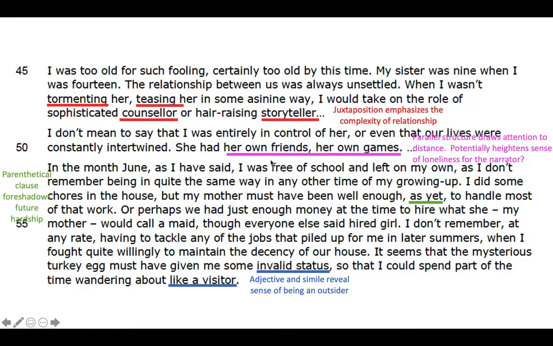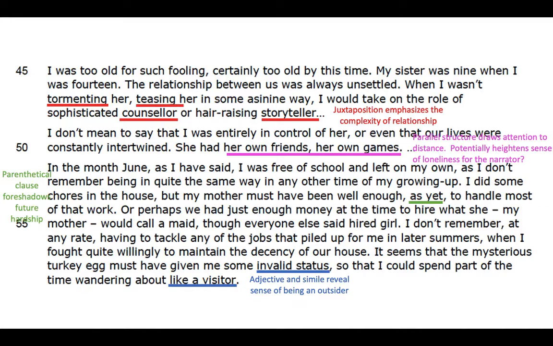because she foreshadows the fact that her mom is going to have some illness, because it says, "but my mother must have been well enough as yet to handle most of that work." So it foreshadows the fact that at some point the mom is not going to be well enough to even do the housework. And she then talks about the fact that because of this hospital visit and this mysterious turkey egg, she seems to have gained this different status, the status of an invalid, and she seems to feel like a visitor in her own home.